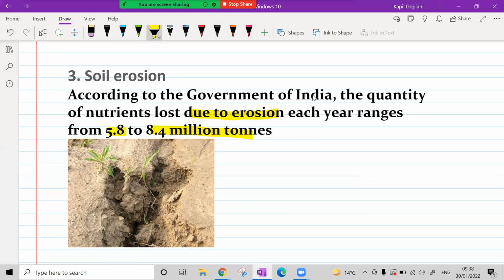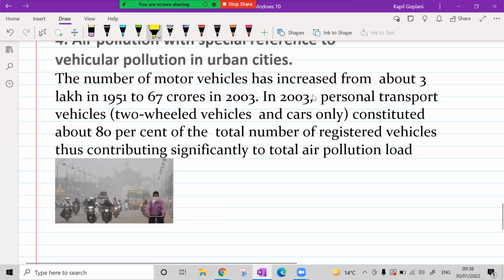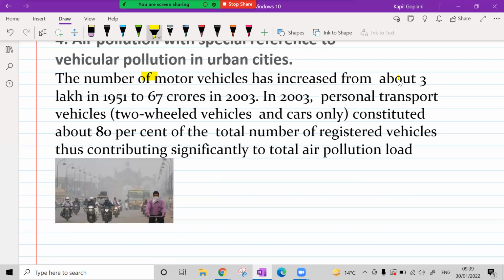Coming to the fourth point, that is the last point, air pollution. I told you the Delhi case. The number of motor vehicles has increased. You can see the fact: there were only 3 lakh motor vehicles in 1951, but now in 2003 there are 67 crores of vehicles. Only personal vehicles, beta. I have not even included public transport.